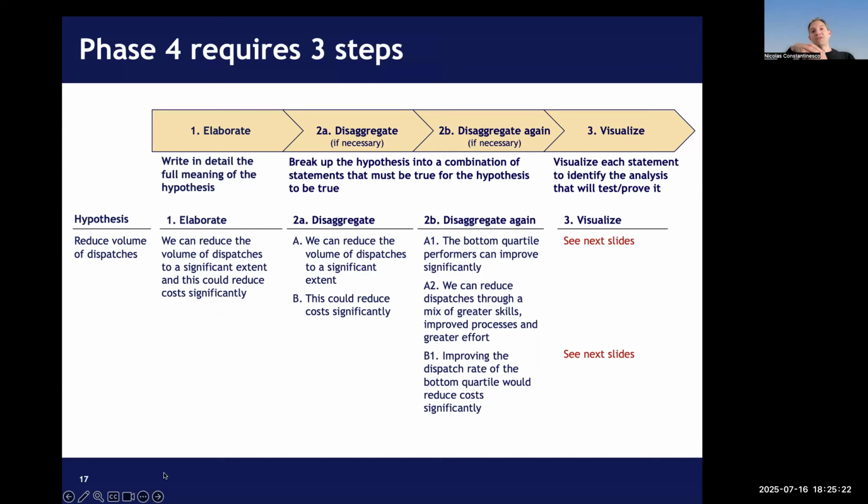So what we want to do is disaggregate it, so that we test the different components of the hypothesis. But before disaggregating it, we need to fully write it out, which is step one: elaborate. So elaborate, fully write it out, disaggregate it, disaggregate again if helpful, and then think about what it would look like to show a visual proof of the statement. And from that, you can infer the data that you need. That's the idea.